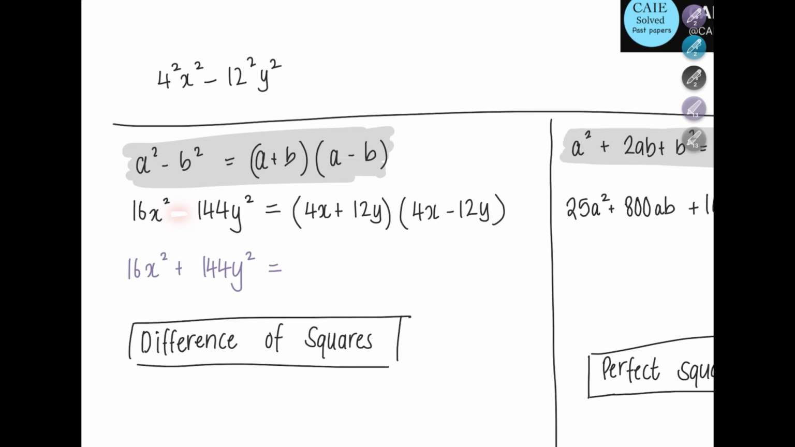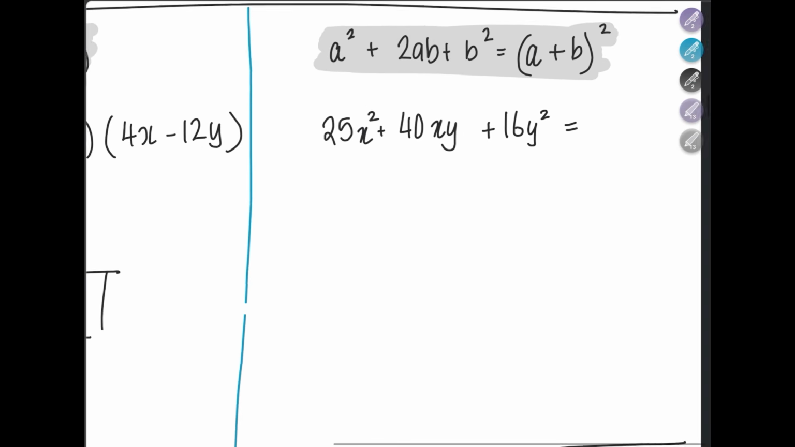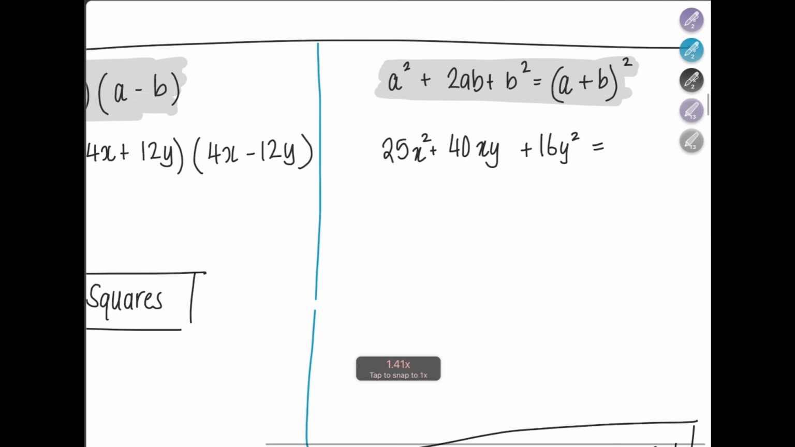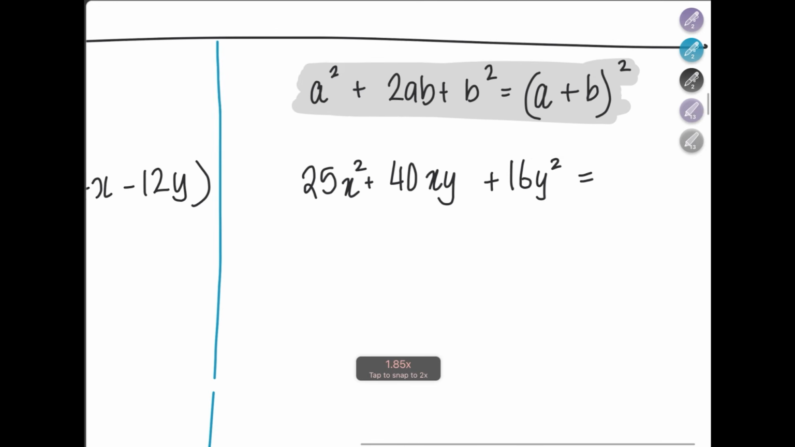You need to have a minus in between. Notice that this is just another form of factorization, so this is also factorization. This type of equation is called a perfect square trinomial. What is that? In that equation, we have a squared plus 2ab plus b squared becomes a plus b whole squared. So that means the first term is squared, the last term is also squared, and the one in the center is 2 times a times b.